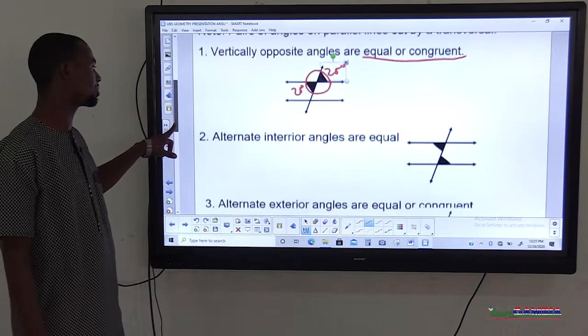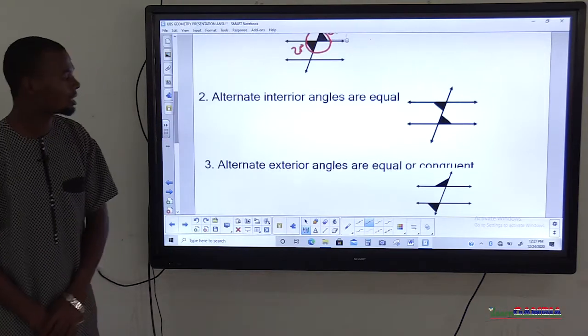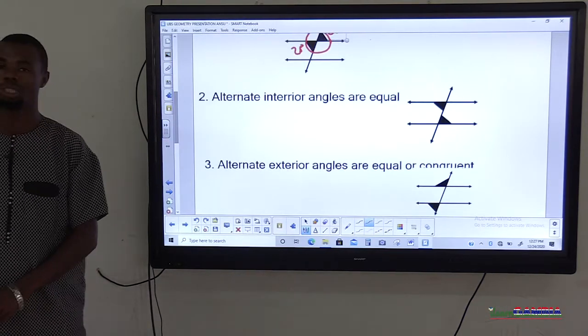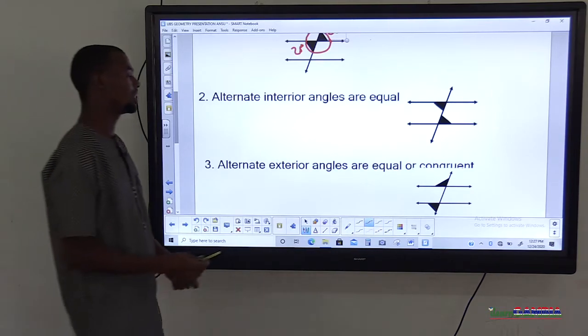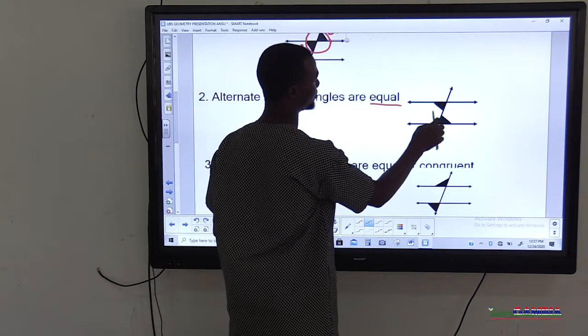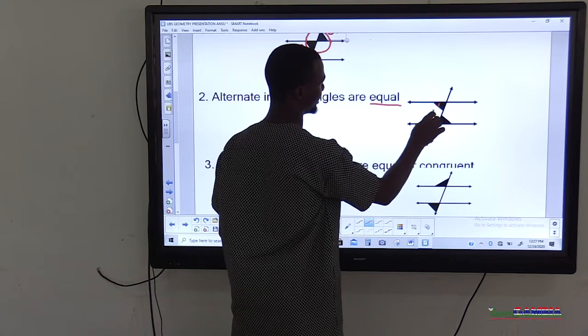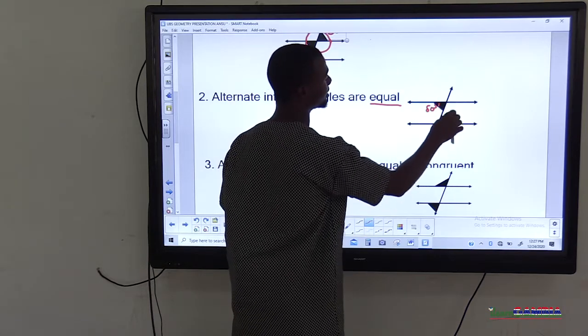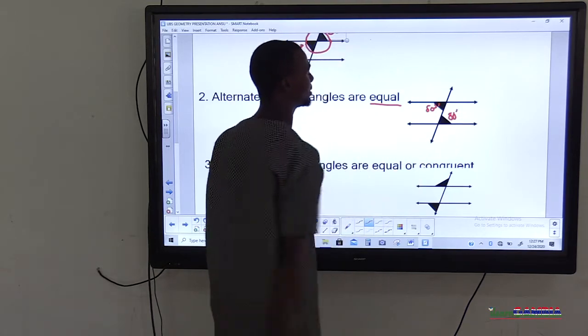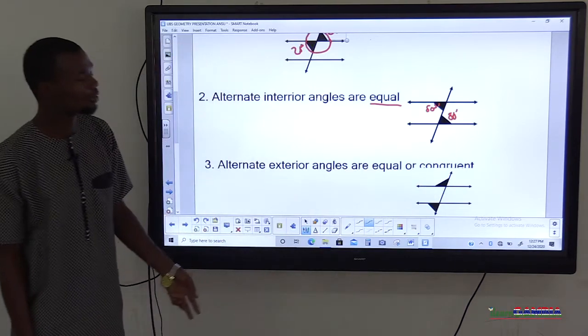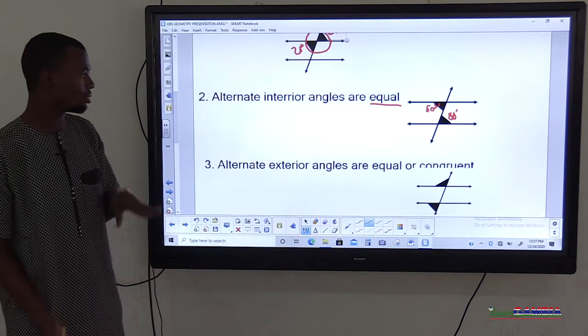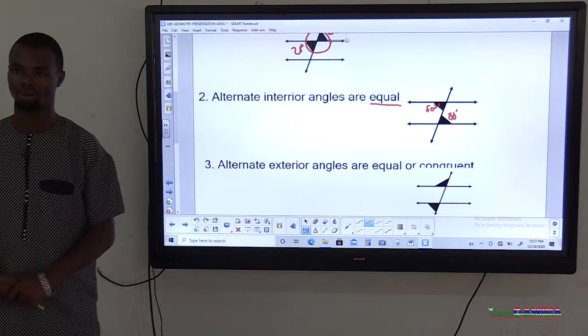Alternate interior angles are also equal. Whatever you have on this angle that is shaded here, if this is 50 degrees, it is going to be the same for this other one, 50 degrees. They are equal and non-adjacent. These are alternate interior angles.